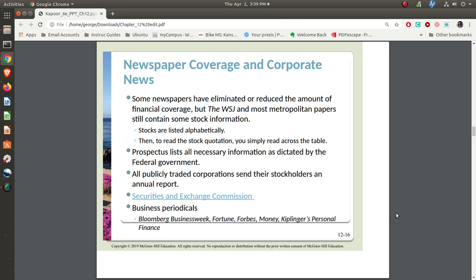One of the things you may hear about is what's called a prospectus. A prospectus is all the information about that stock and about that company that the federal government says owners need to understand and know. It's not an annual report. It's more of a here's the board of directors, here's what that stock is really all about.